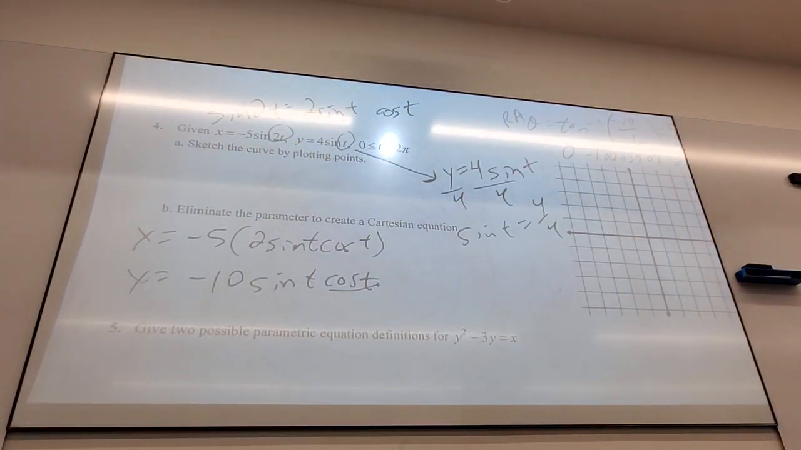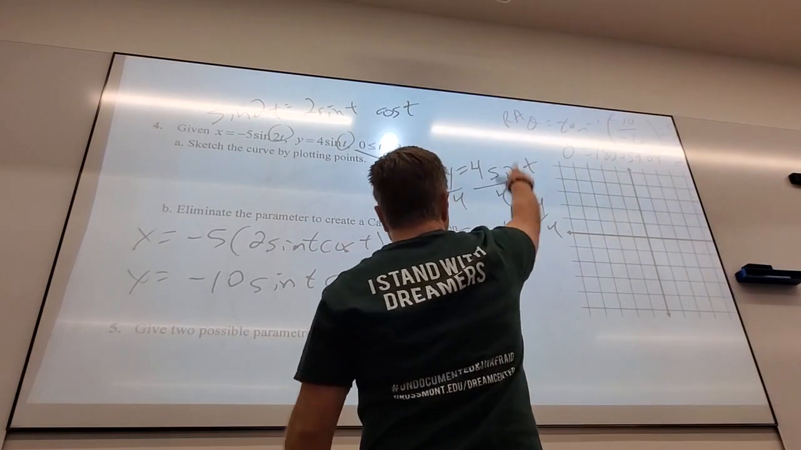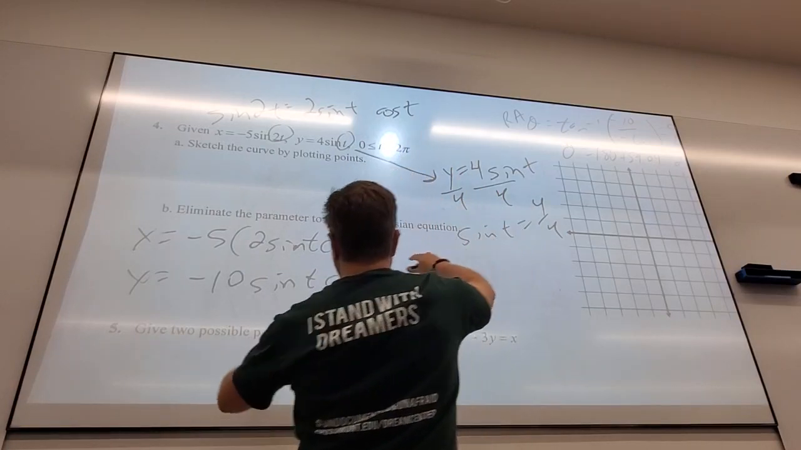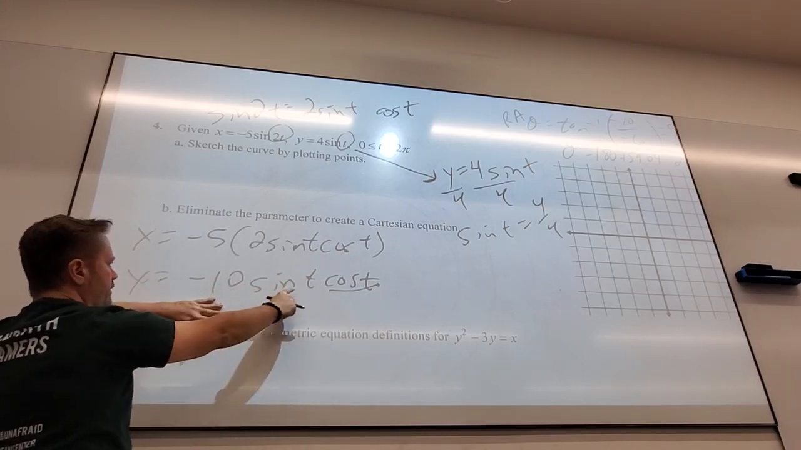Let's stop for a minute. So when you're given any system of equations, in this case it's a parametric system, there are two things I know. I know x is negative 5 sine 2t, so we rewrote that. I know y is 4 sine t. I could use that. That is information I know. And why is it good that I know? Because part of what I need to figure out is sine t.